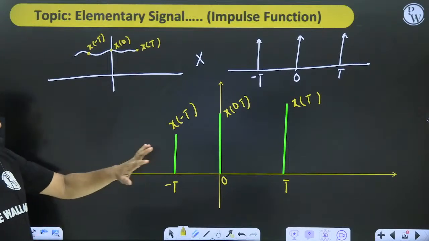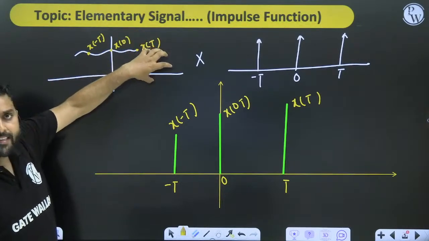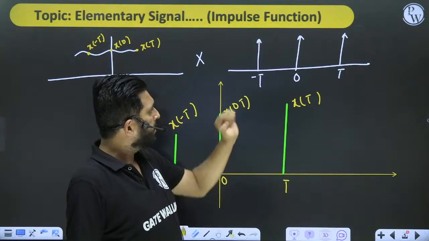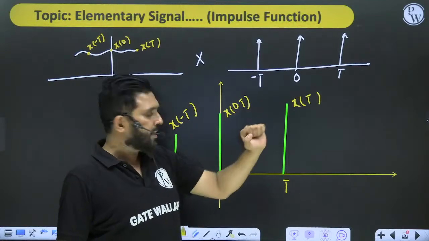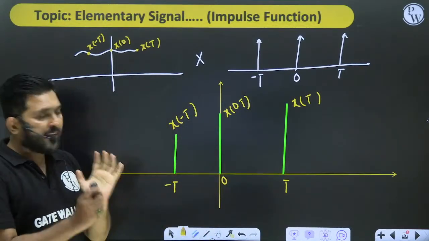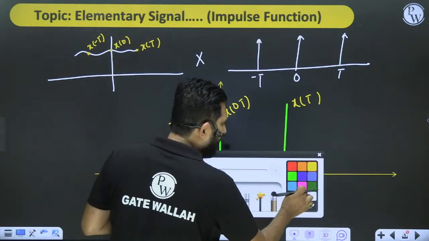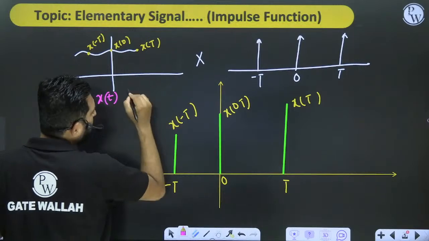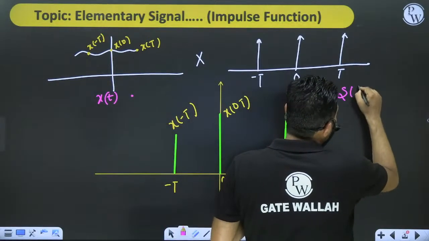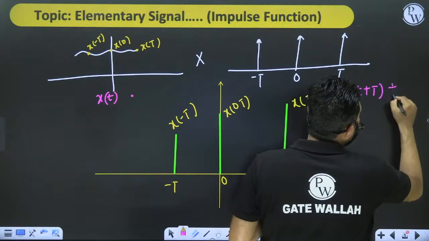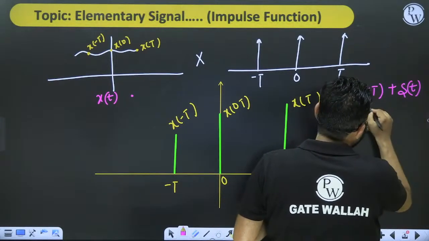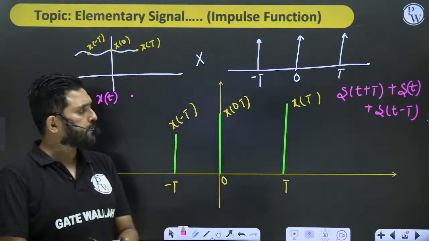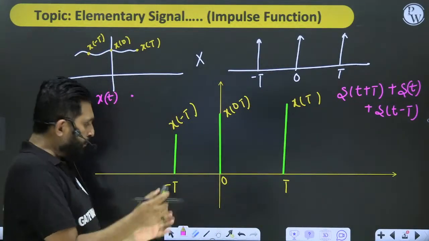The point is, listen carefully, that whenever this x of t is multiplied with impulse functions, and I have taken three impulse functions, one at minus t, one at 0, and one at t, I will get this as a result. Let's write it mathematically. I will write x(t) multiplied with delta(t + T) + delta(t) + delta(t - T). These are the three impulse functions I have. Now both are multiplied and I will get this result.